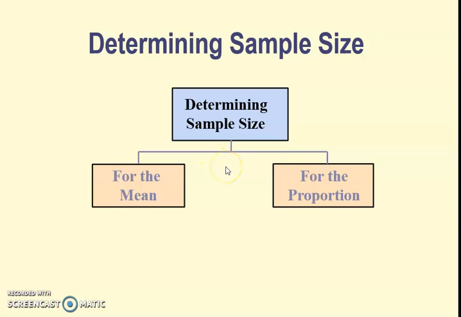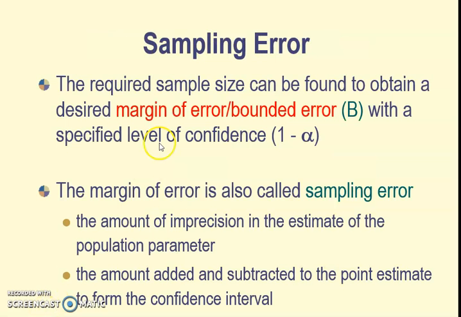Determining sample size. So we can determine sample size for the mean and also for the proportion. The required sample size can be found by obtaining a desired margin of error or bounded error B with a specified level of confidence. So this margin of error, we also call it sampling error, which is the amount of imprecision in the estimate of the population parameter. It is the amount added and subtracted to the point estimate when we construct the confidence interval.